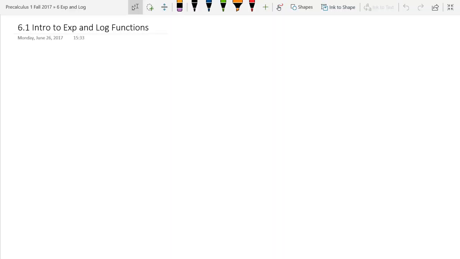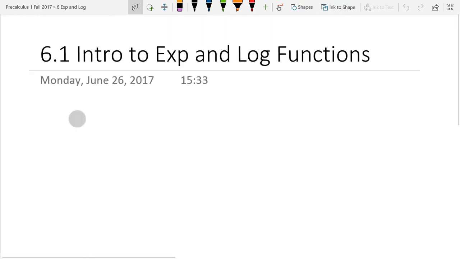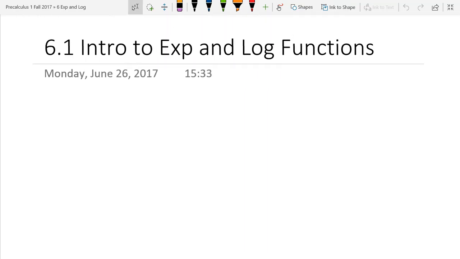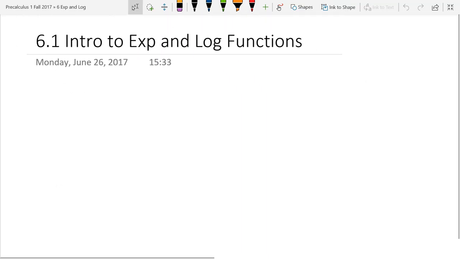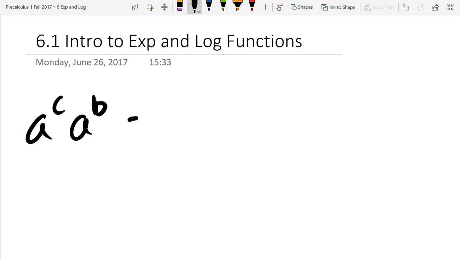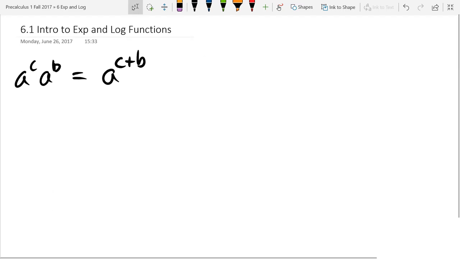All right, we'll start out with the easiest algebraic properties of exponents and then work on the more difficult ones. If you're not sure about some of the rules, I'll show you an easy way to figure out a few of them. So the first rule we'll look at: a to the c times a to the b. Most of us know this is a to the c plus b. So there's the first rule of exponents.